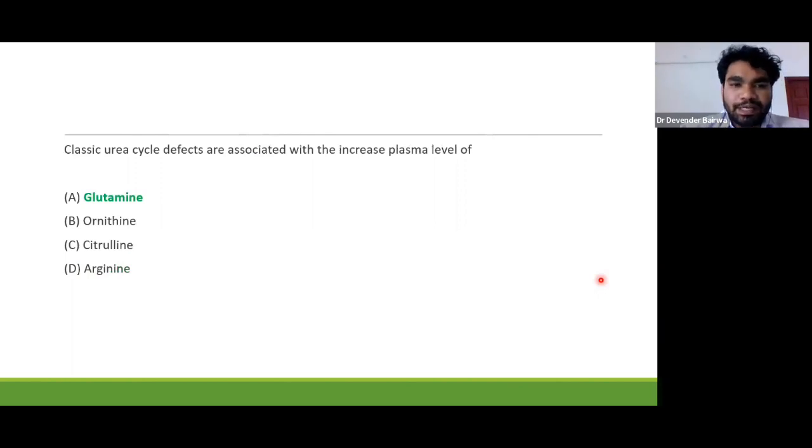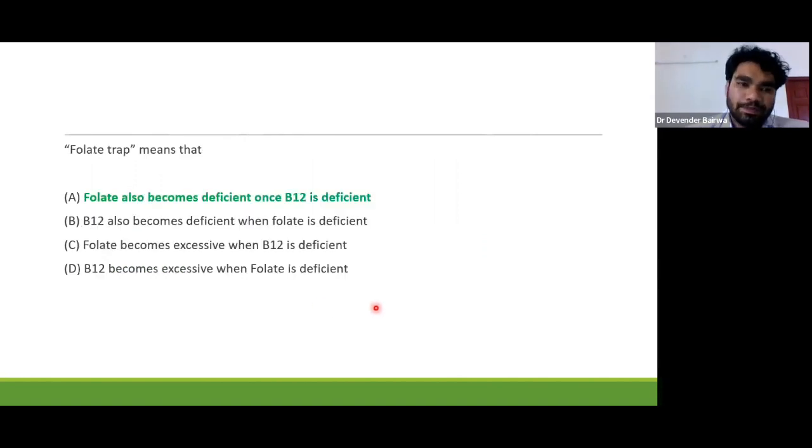Classic urea cycle defects are associated with increased plasma levels of glutamine. As we discussed, glutamate is conjugated with excess ammonia, forming an amide form that is known as glutamine. So these glutamine levels are generally high in all types of urea cycle defects. Folate trap means that folate also becomes deficient when B12 is deficient. Because B12 is deficient, methyltetrahydrofolate will not be converted to tetrahydrofolate, and DNA synthesis will be affected. So this is known as folate trap.